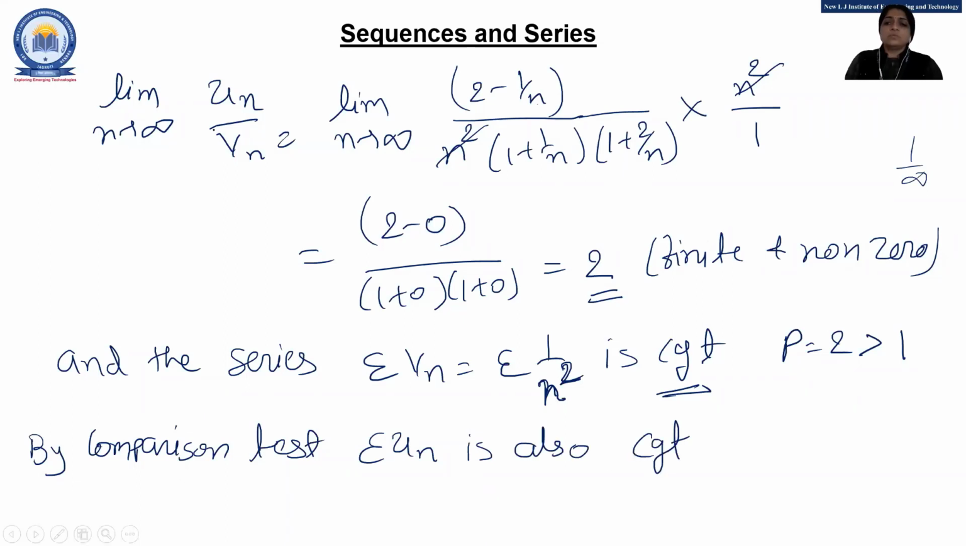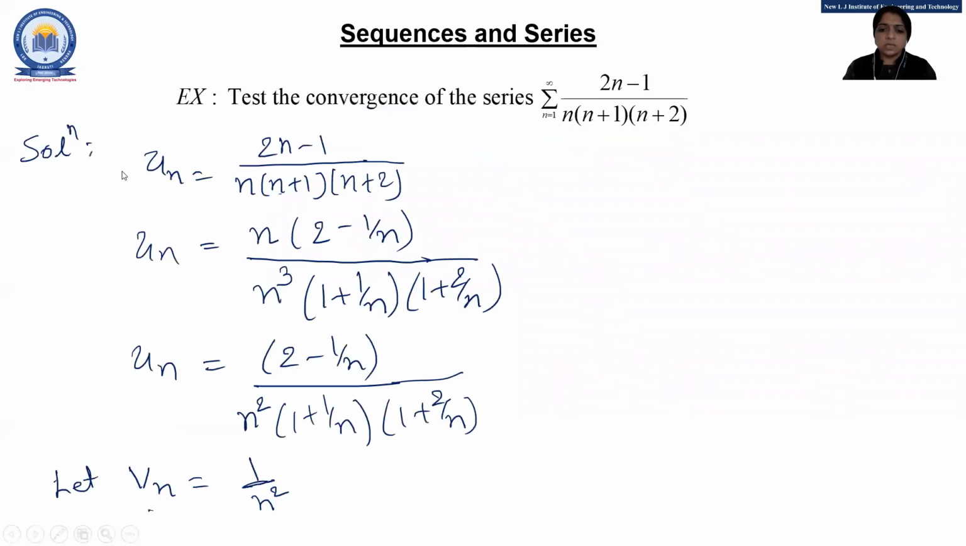Students, we have to select vn by ourselves, and I am selecting this vn as 1 upon n square. That's why I am applying the P series test, and we have to select vn such that we can apply the P series test.